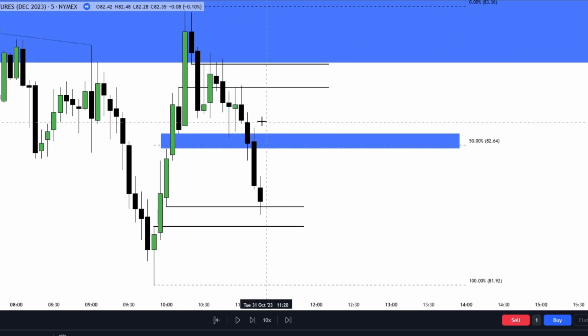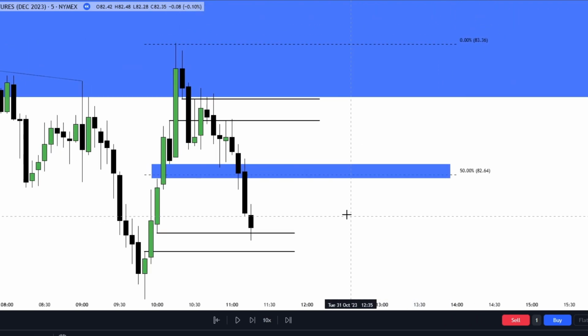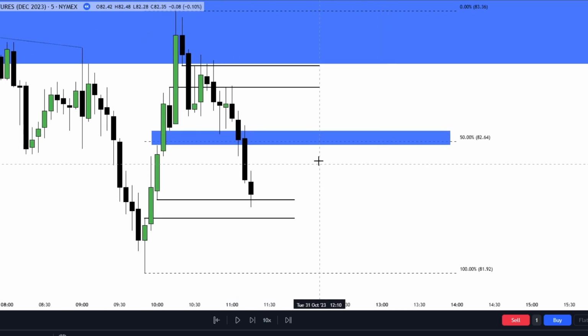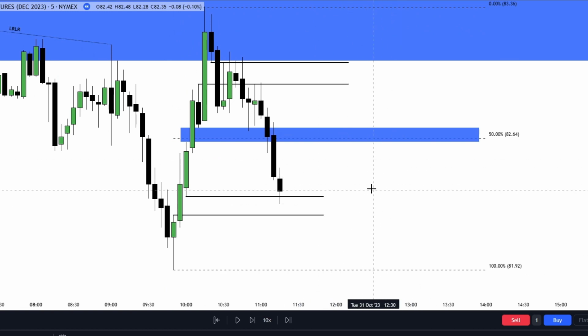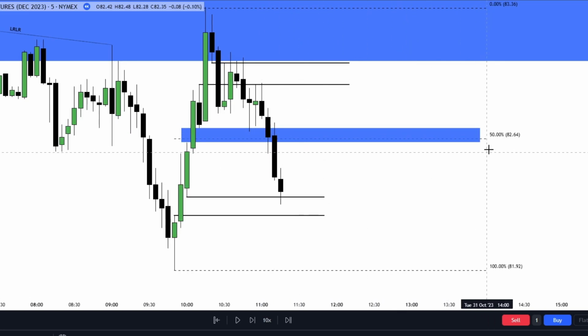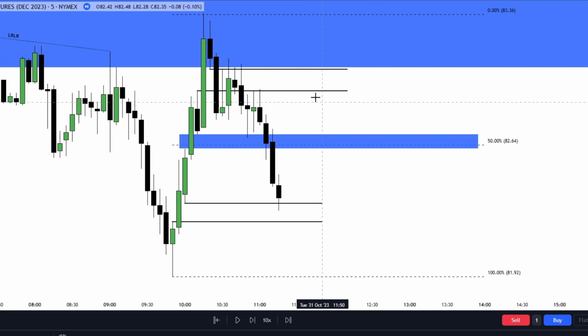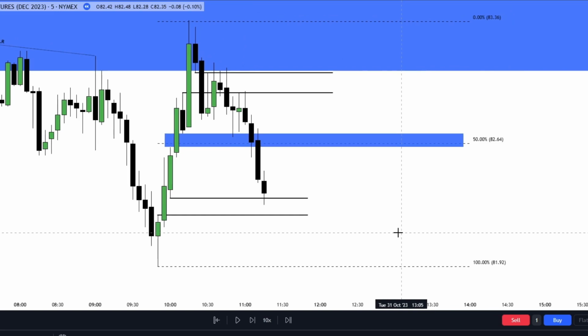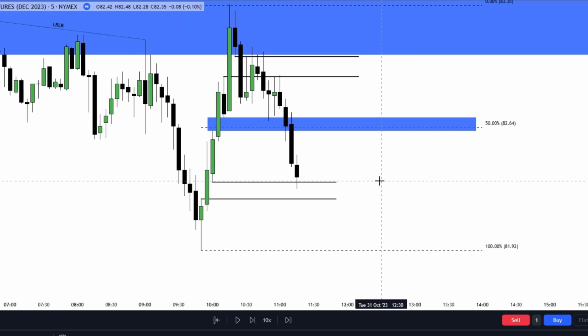However, since I entered around here, I am not satisfied with this RR whatsoever. So I did not even move my stop to break even, though I probably should have. So what you can do if you target something that is further down in discount, but there is a PD array at equilibrium, is either take partials at the equilibrium point or move your stop to break even when we hit that equilibrium PD array. So that was the oil trade.